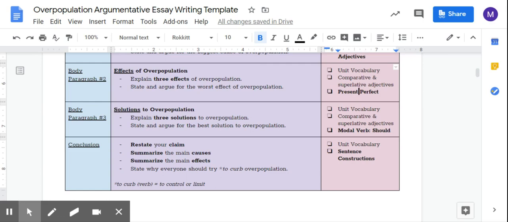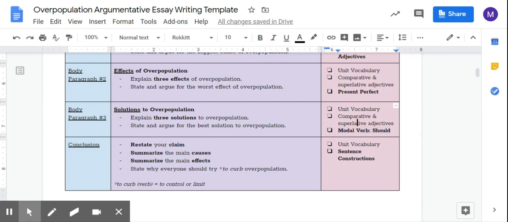Your next body paragraph is body paragraph number 3, where you will be explaining solutions to overpopulation. You're going to explain 3 solutions to overpopulation, and then you're going to state and argue for the best solution to overpopulation. And here, you're going to be focusing on the modal verb should for the grammar focus.